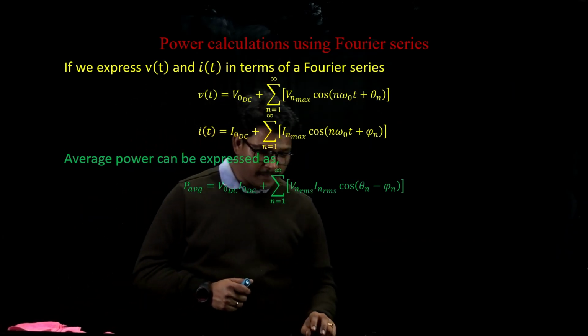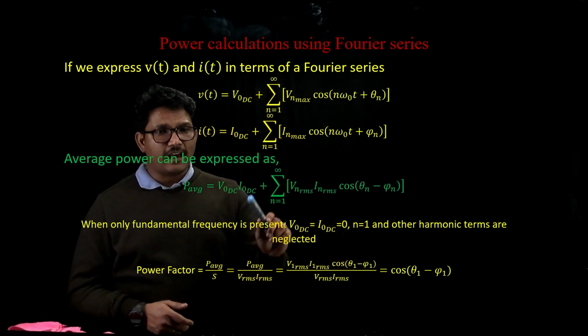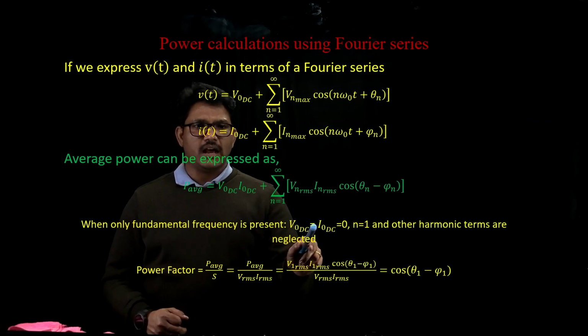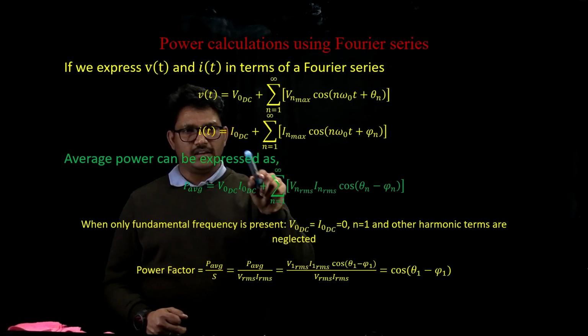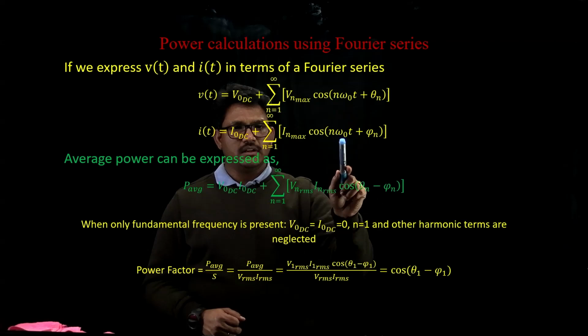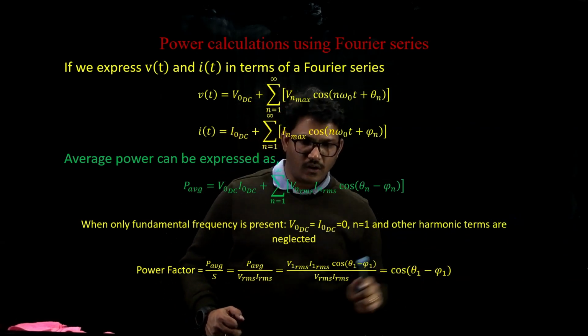Let us assume that. In that case, you can say that we're not having any DC. So that means your V0 DC and I0 DC are 0, so this term is 0 for us. And then we have only sinusoidals of the voltage and current that correspond to the fundamental, that is n equal to 1, and there are no other harmonics.